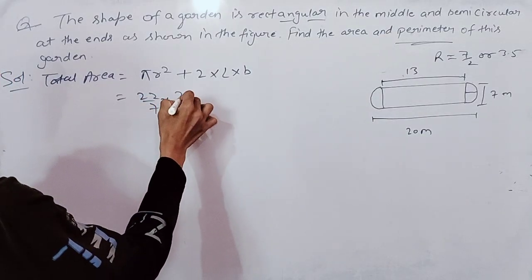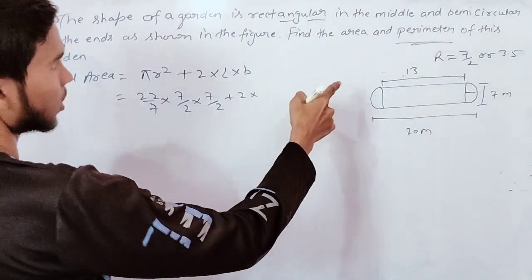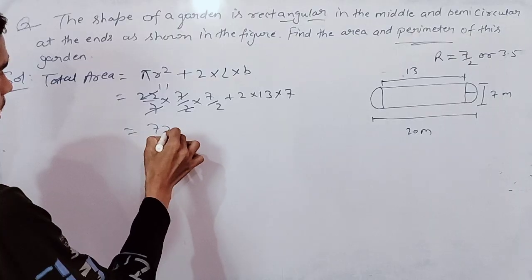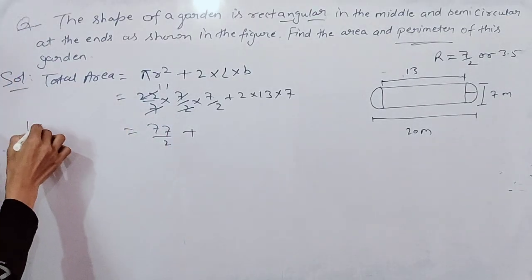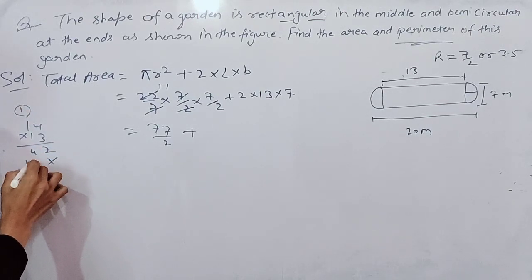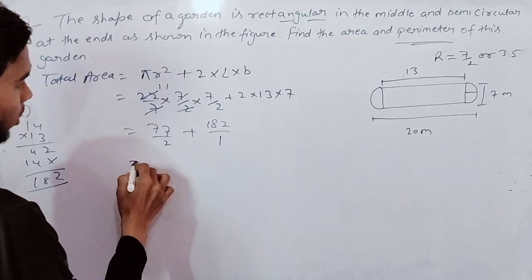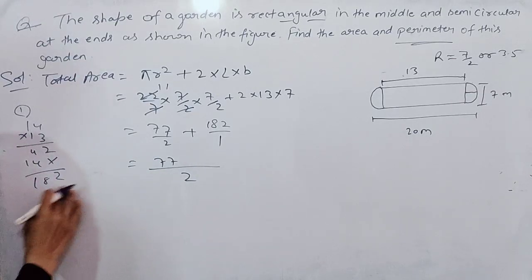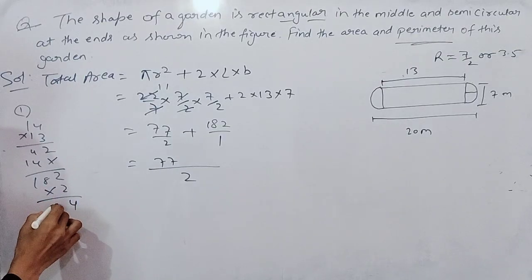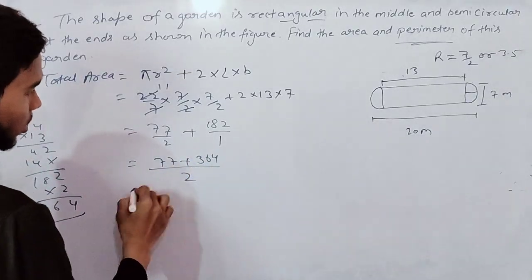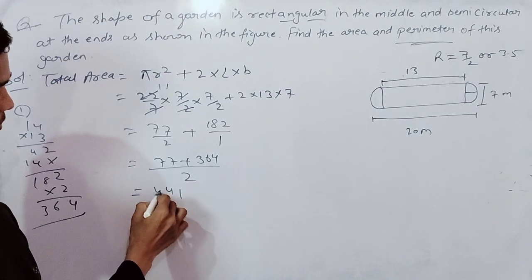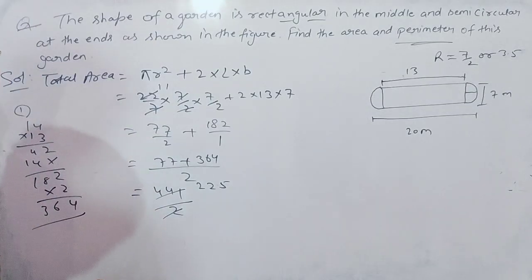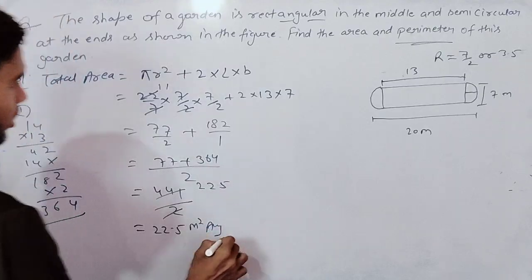Now pi is 22 upon 7, R is 7 upon 2, 7 upon 2 plus 2 multiple, where is L? 30 multiple 7, 7, 11, 27 upon 2 plus 14, 182 upon 1, 2, 27, 2 ones are 2, okay, 182 multiple 2, 2 twos are 4, 2 8s are 16, 364 upon 2, 2 twos are 4, and here 0.5, 22.5 meter square. I think it should be answered.